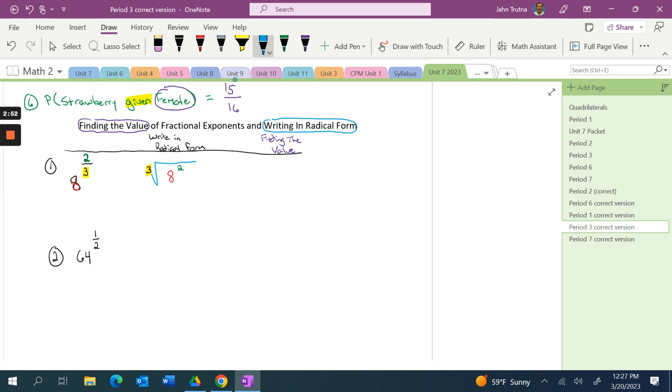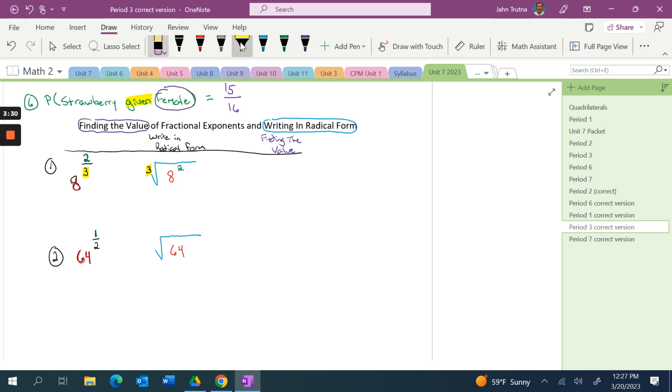So let's do another one, 64 with an exponent of the fraction 1/2. Okay, let's put that into radical form. Draw the radical symbol, all right? Then you're going to take the base of the exponent, which in this case is a 64, and you're going to put that inside the radical symbol. Then you're going to take the numerator of the exponent, which is a 1, and that's going to become the exponent of the 64. Now, if the exponent is a 1, you do not bother writing it, okay? So notice I have a 64. I did not write the 1. The 1 is there, but it is invisible.